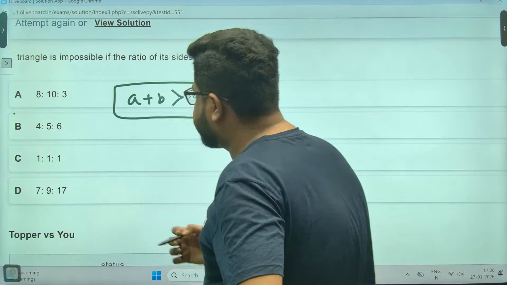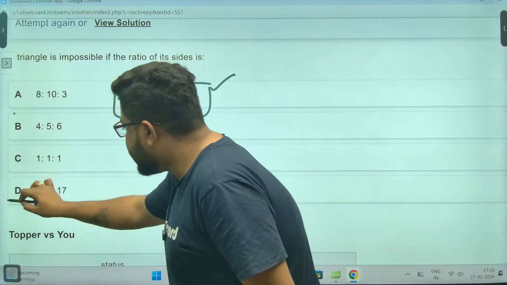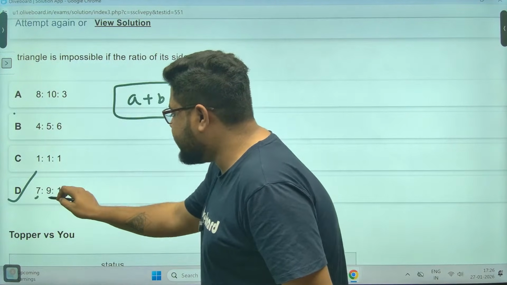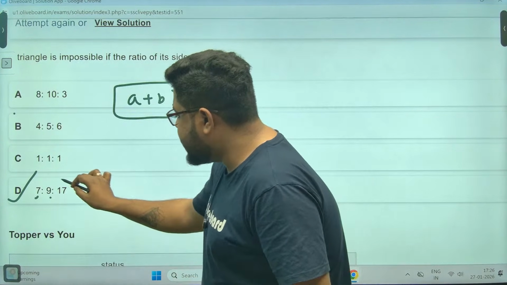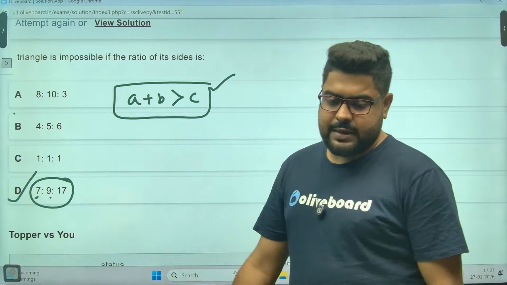Sir, look at the options. 8, 3, 11. Sir, this is my answer. You see, 7 plus 9, 16. 16 is less than 17. This cannot be a triangle.